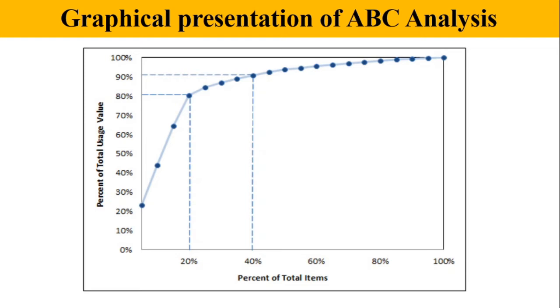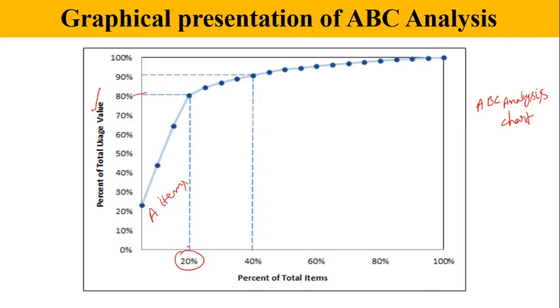This is the ABC analysis chart. Here if you observe, 20% of A items, the A material, occupies 80% of the value. The Y-axis is showing the percentage of total usage value, and the X-axis is showing the percentage of total items.